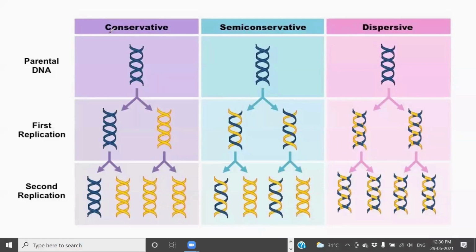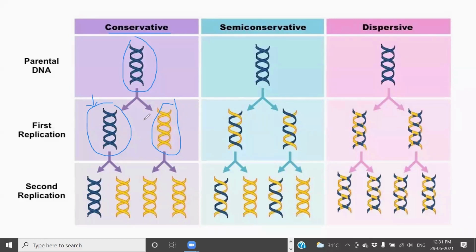Okay, remember this is the conservative, and this is what happens in the conservative mode. So this is the parental DNA, the original DNA molecule. It remains as it is in the cell. When it divides, it remains as it is, and a complete new DNA molecule is synthesized. That is called DNA replication, and that is conservative. It means one DNA molecule in the cell is conserved as it is, hence it is called conservative.